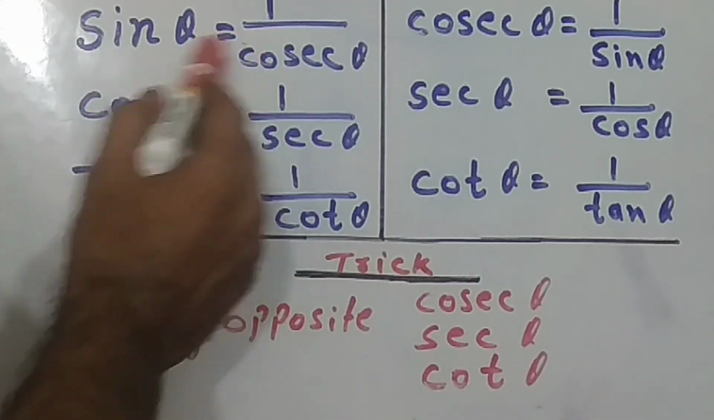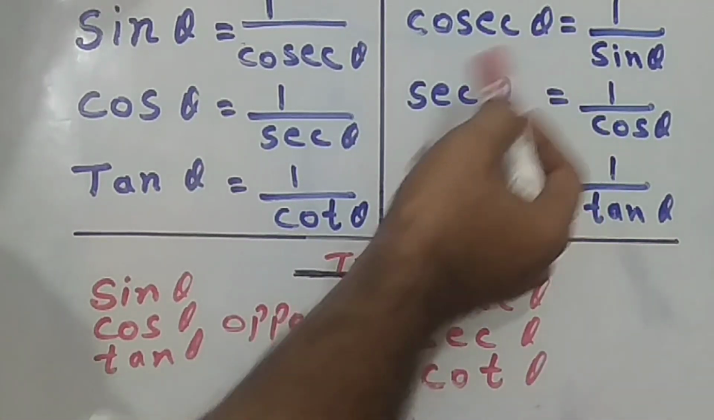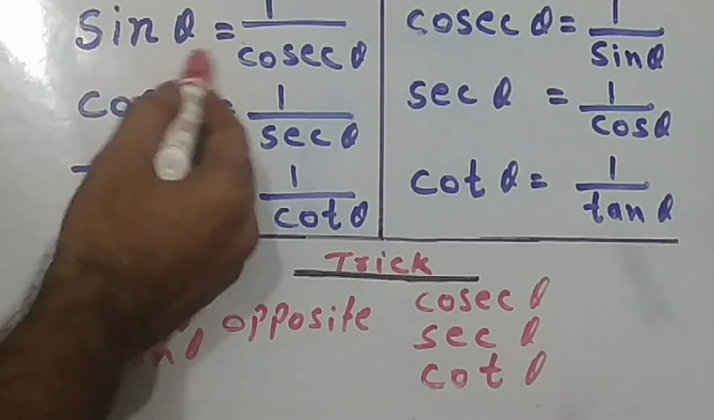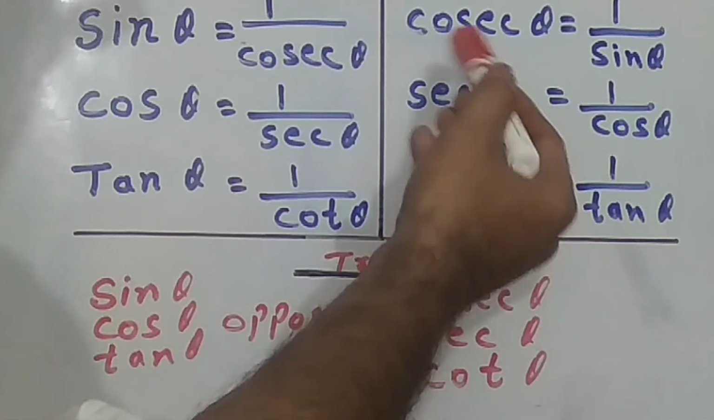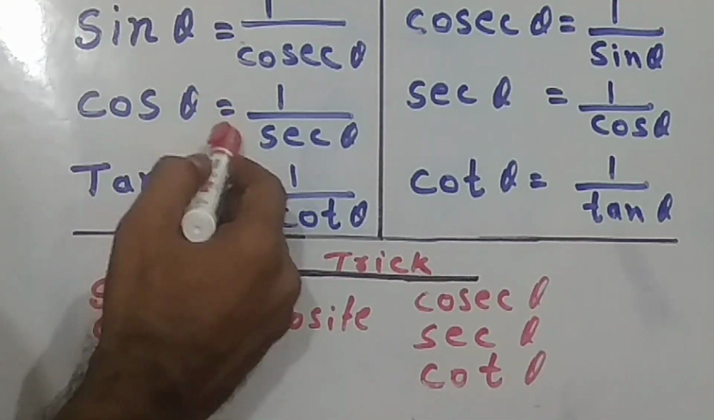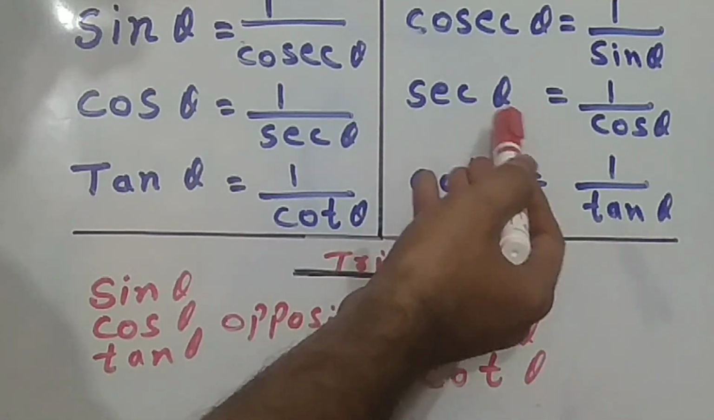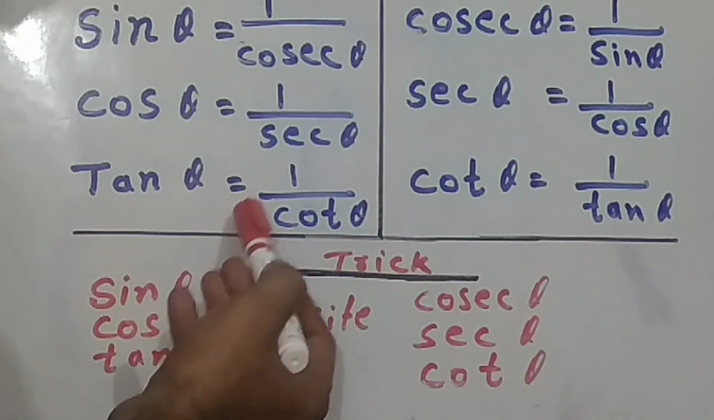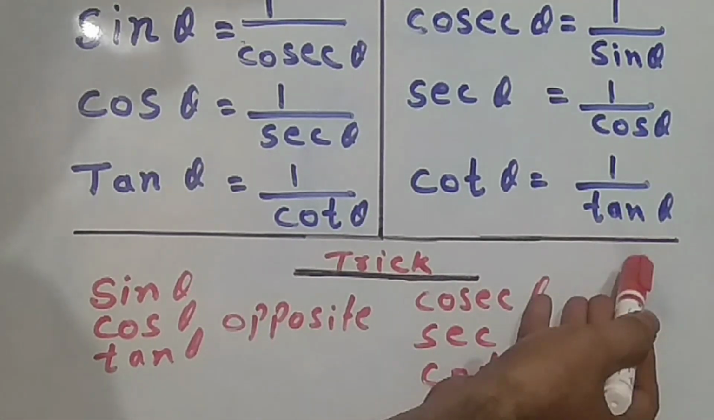Now sine, cos, tan are opposites of cosec, sec and cot. Sine theta is equal to 1 upon cosec theta. Opposite, cosec theta is equal to 1 upon sine theta. Cos theta is equal to 1 upon sec theta. Opposite, sec theta is equal to 1 upon cos theta. Tan theta is equal to 1 upon cot theta. And cot theta is equal to 1 upon tan theta.